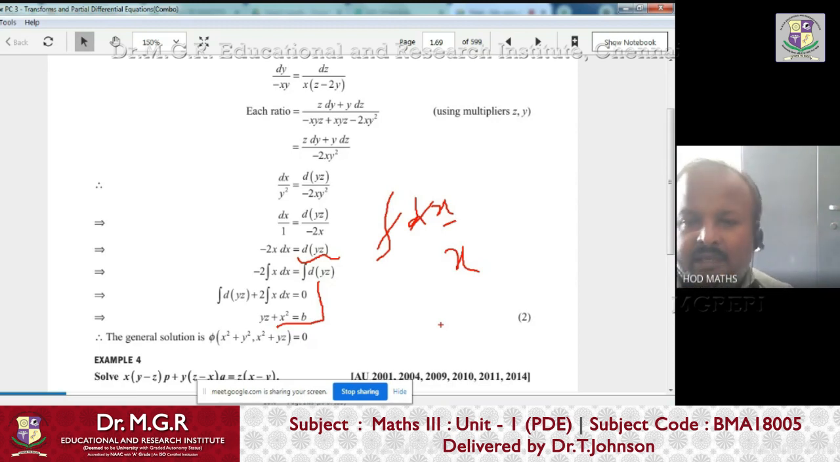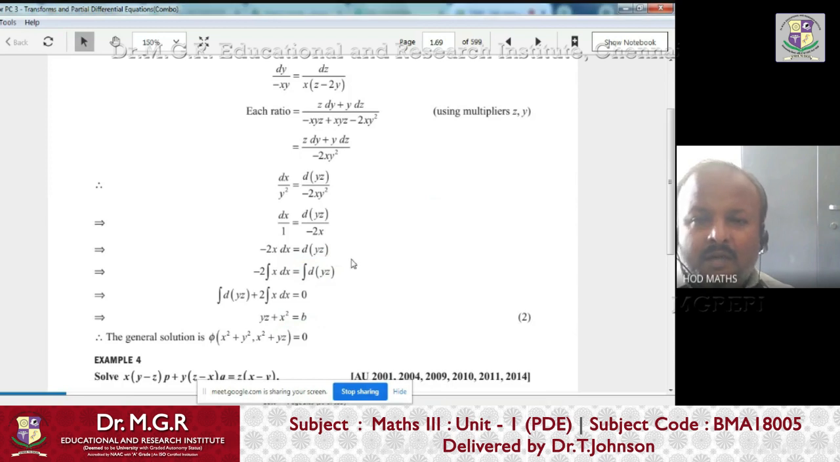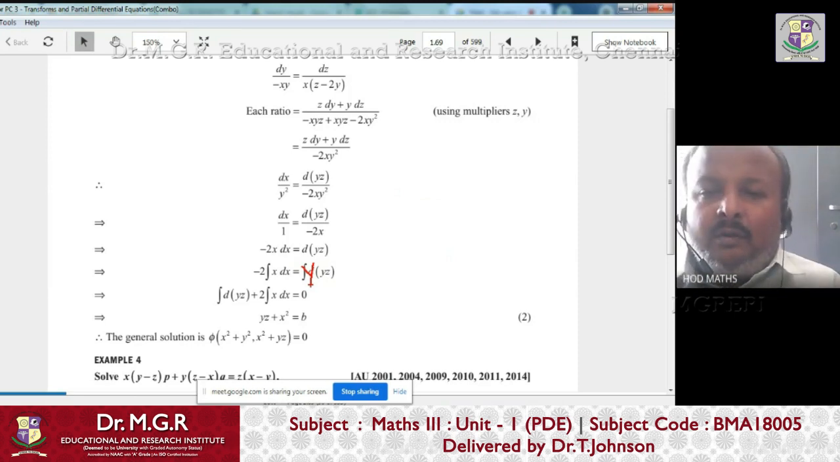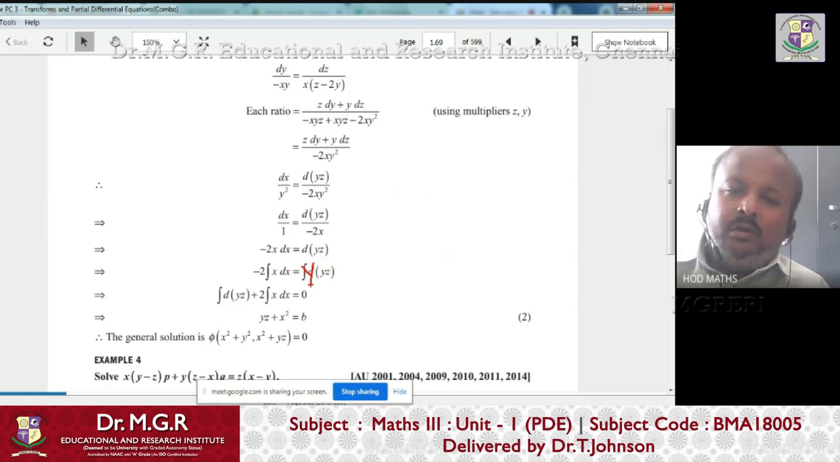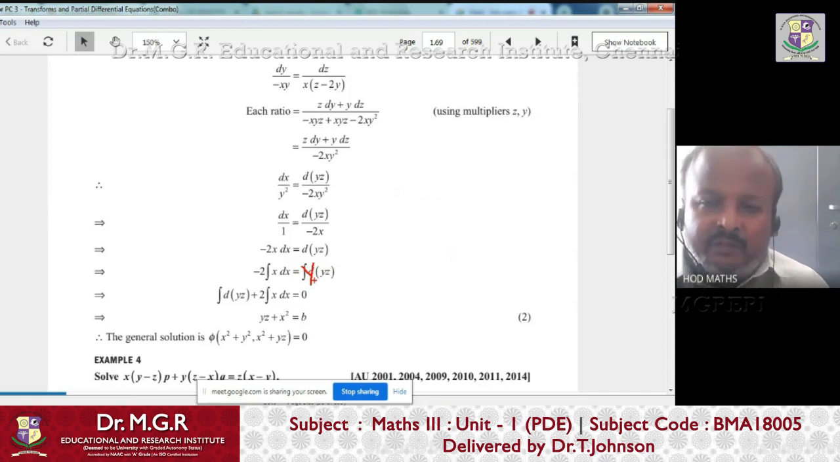So when we integrate d(yz), the integration symbol and the differential symbol cancel each other because they are conjugate, complementary to each other. Whenever you differentiate some function like x square, you get 2x, and if integrated, it goes back to the original form. So if you differentiate yz and then integrate, you will once again get the original form yz. That is why it is written here.